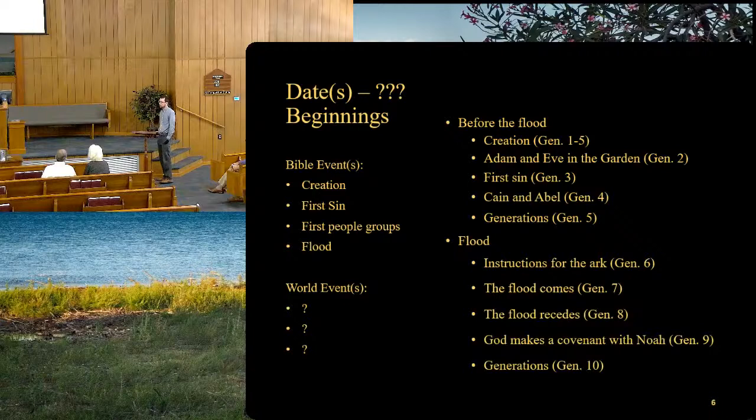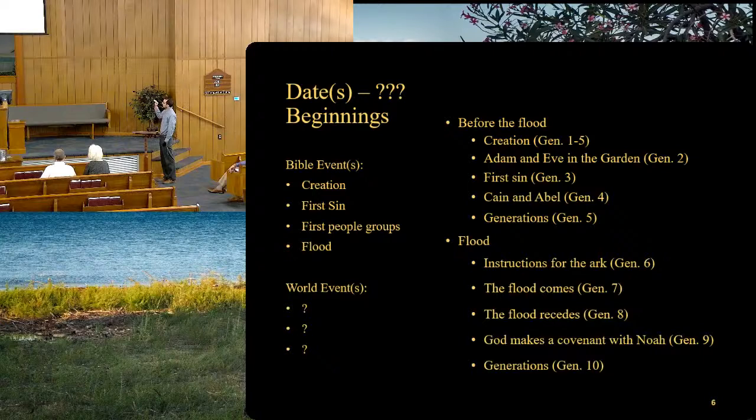But to get started here, in the beginning, we have creation, the first sin, the first people groups, the flood. These are those initial things before the flood or the flood time periods. And with that, what we have is the biblical text. So we have creation, Adam and Eve in the garden, first sin, Cain and Abel, and then bookended at the end of that by generations.